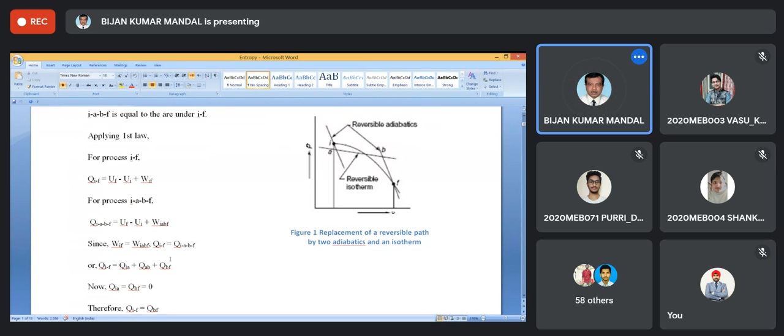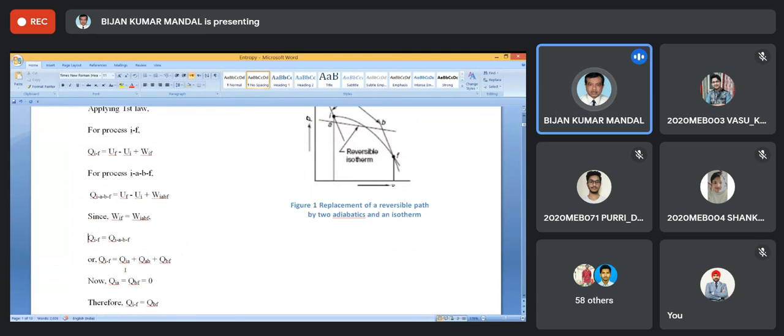Now this Q_IABF can be written as three processes: I to A, A to B, and B to F. So that is the equation on the right hand side, written as three processes: Q_IA, Q_AB, and Q_BF. Out of these, Q_IA and Q_BF are zero because these two processes are adiabatic in nature.